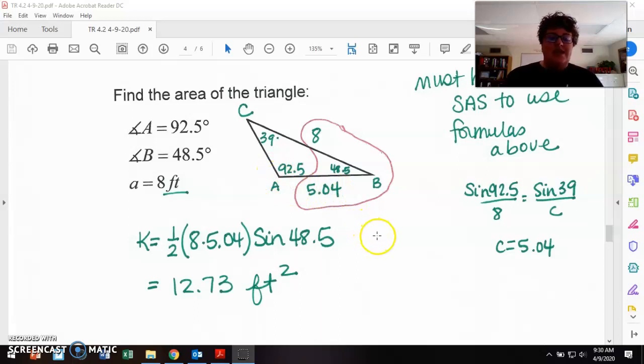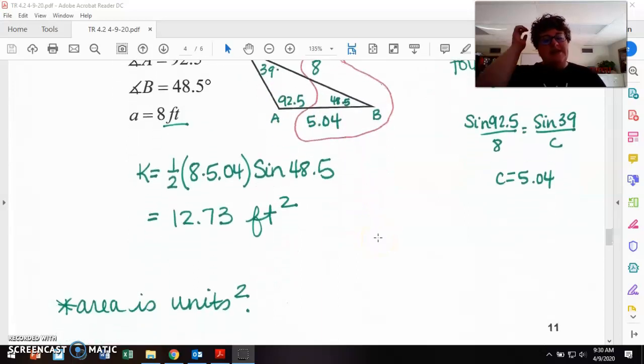So it is feet squared. Remember that because it's area, it's units squared. So whatever your units are given, it's always going to be units squared. So make sure to label.